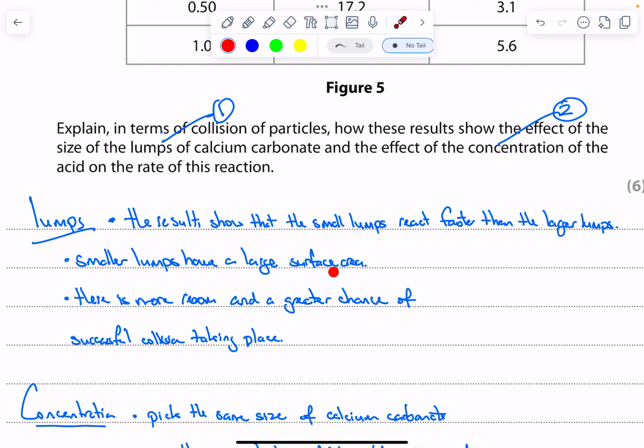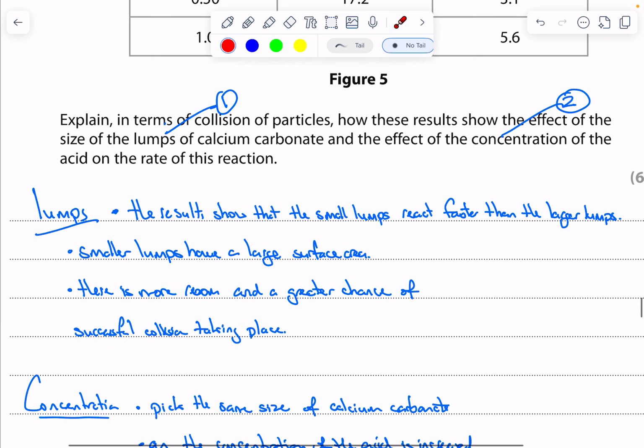Small lumps have a larger surface area. So remember, the smaller the piece, the larger surface area. And if it's got a large surface area, there's more room for collisions to take place. There's a greater surface area, greater chance of those collisions taking place, and therefore the reaction will go faster.